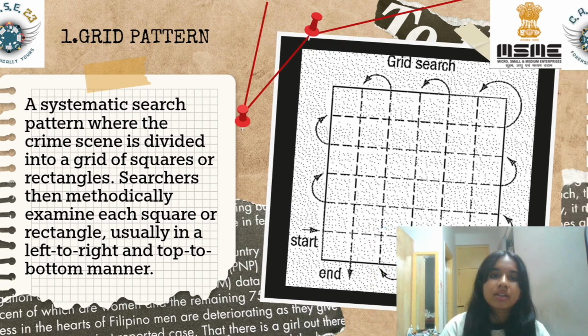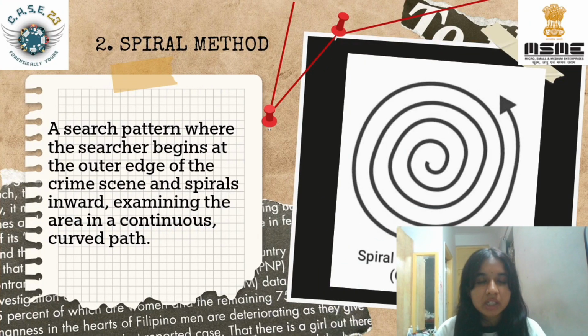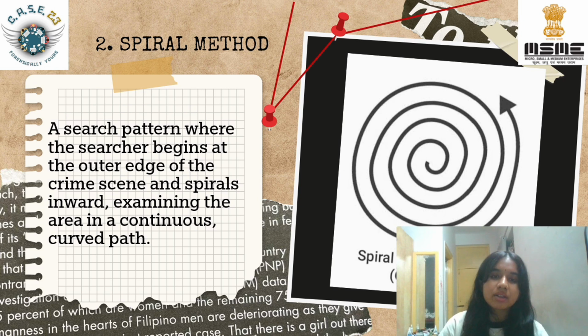The next search pattern that we will be talking about is the spiral search method. This particular method is used when the evidences are concentrated in the center of the crime scene. Let's say we are considering a living room. In the center of the crime scene, I find a corpus delicti, a dead body, a knife, a blood pool, hair samples, nails. So let's say the evidences are quite concentrated in the center of the crime scene.